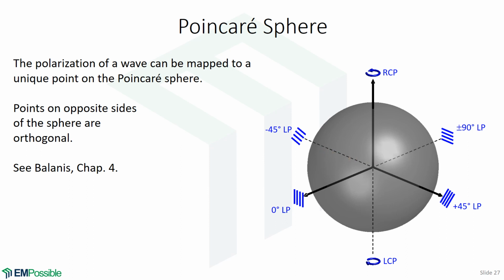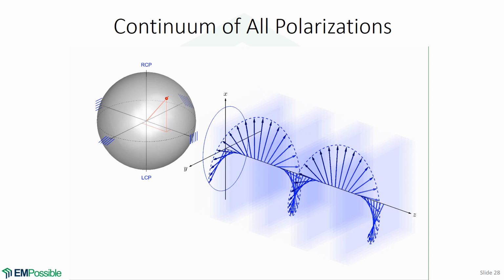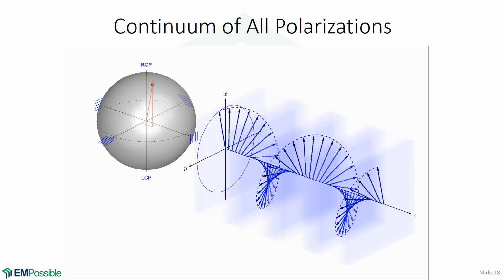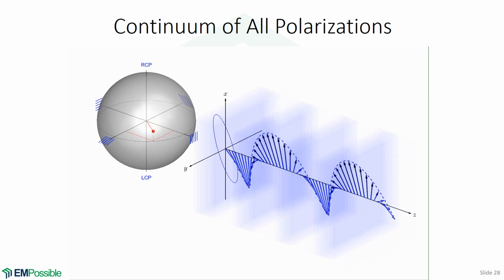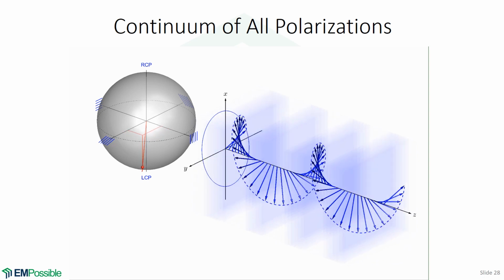And if we're at any 2 points on the sphere, as long as we're at opposite sides, those polarizations are perpendicular and will not interfere. Here's a neat visualization of this. So we have the Poincaré sphere drawn to the left, and this little red dot is just some point on that sphere. And as it walks around, I'm visualizing the corresponding polarization on the right.